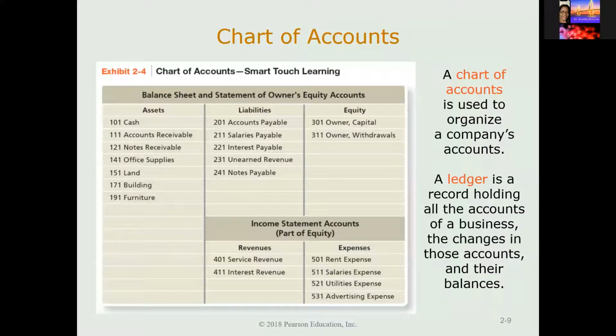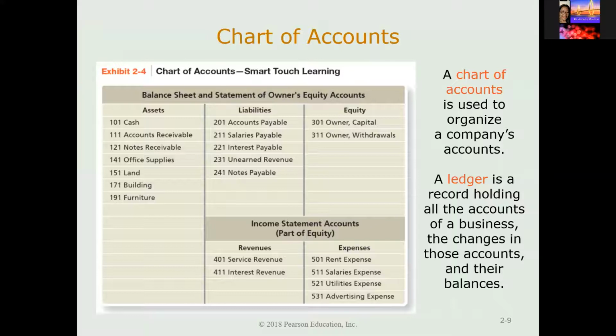Here in Exhibit 2.4, it shows the chart of accounts for Smart Touch Learning. A chart of accounts is used to organize a company's accounts. It lists all the company's accounts along with the account numbers. The account numbers are just shorthand versions of the account names. Each account has an individual account number, similar to how Social Security numbers are unique to each one of us. The chart of accounts varies from business to business, though most account names are common to all companies.